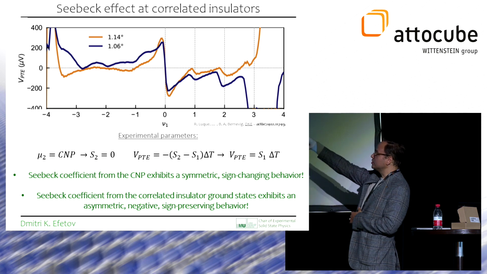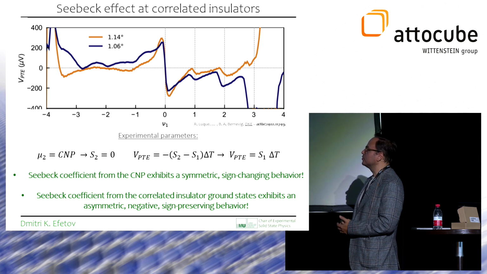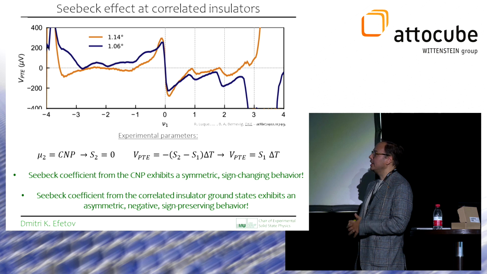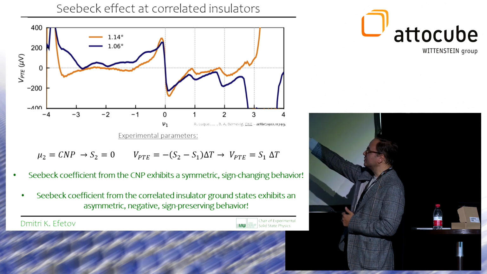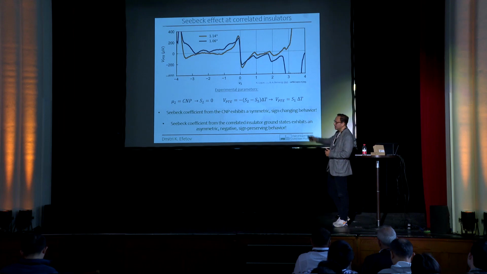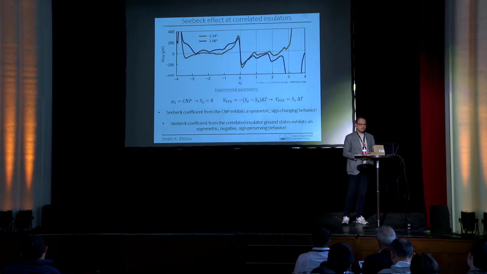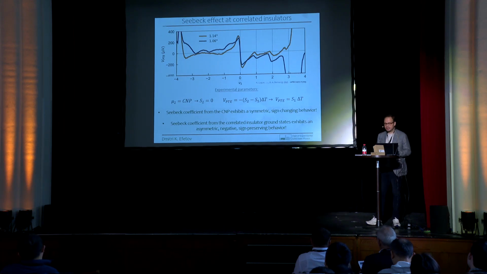On the electron side, we observe a negative photovoltage and a negative Seebeck coefficient, as expected from electrons. And really the signal across this phase transition, across the gap from electron to hole side, is very highly symmetric. And this is, again, the same as what people have seen in single layer graphene.